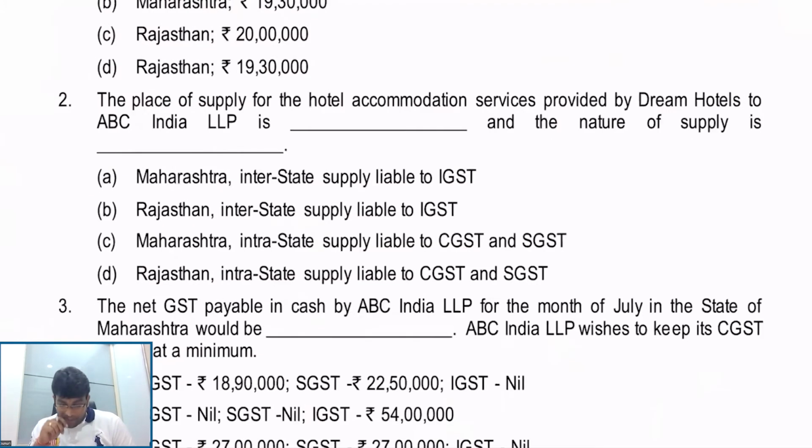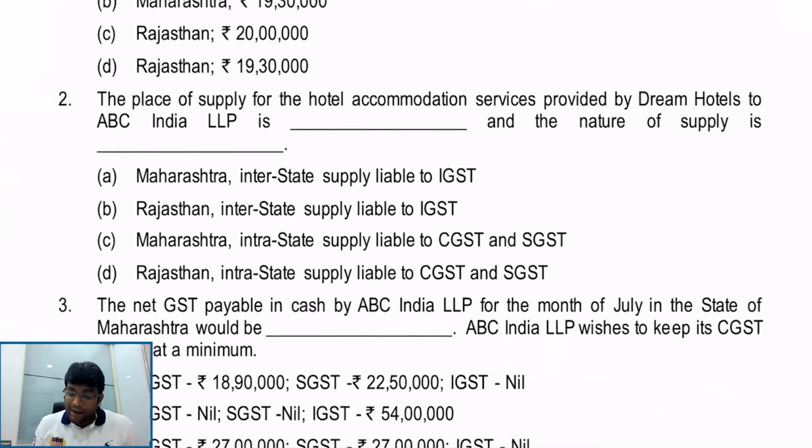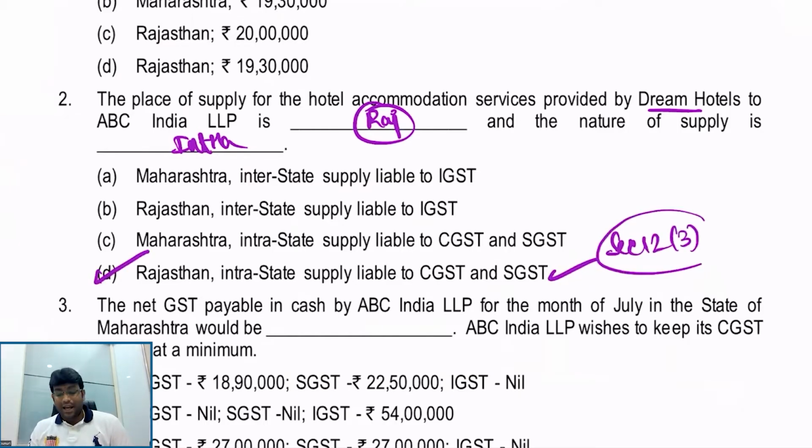Second, place of supply for hotel accommodation service provided by Dream Hotels. Obviously, it will be Rajasthan only, and it will be an intra-state supply. Answer is option D, my dear friends. And the logic for that is 12(3). In relation to immobile property, place of supply is the place where immobile property is located or intended to be located. And once location of supplier and the place of supply both are in the same state, it is regarded as intra-state supply. And then CGST and SGST will apply.